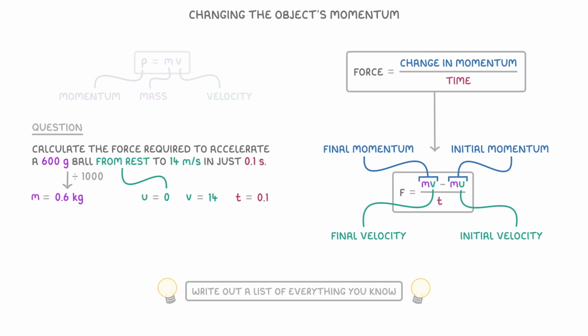Then all we have to do is plug all of these into our equation. So we get 0.6 times 14 for the mv part, minus 0.6 times 0 for the mu part, and then divide all of that by the time of 0.1. So if we simplify all of that, we get a final momentum of 8.4, minus an initial momentum of 0, all divided by 0.1, giving us a force of 84 newtons as our answer.